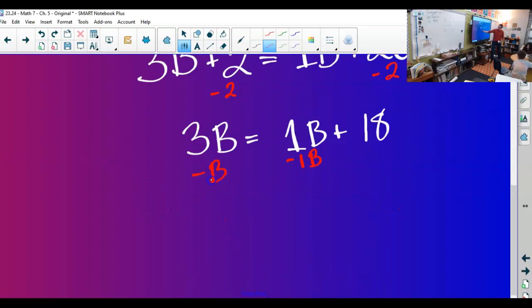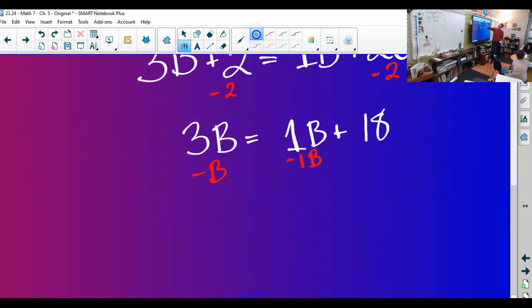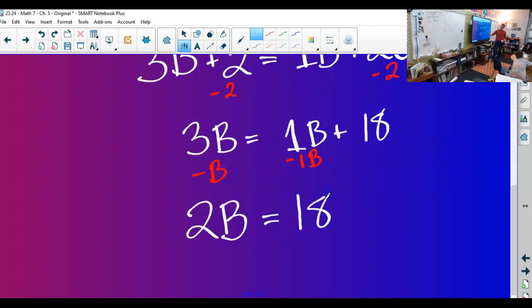So how many boxes are left on the left? Two boxes. How many cookies are left on the right? And if two boxes is 18 cookies, how many cookies are in each? Anybody? Nine, if we divide by two.